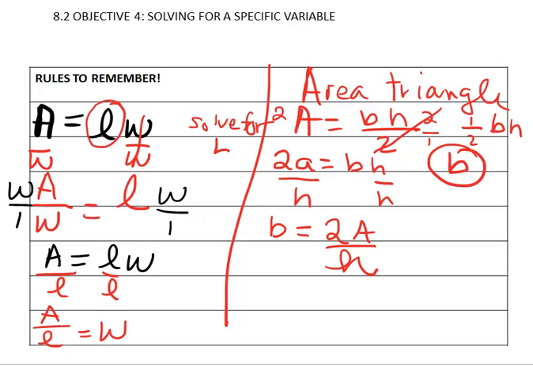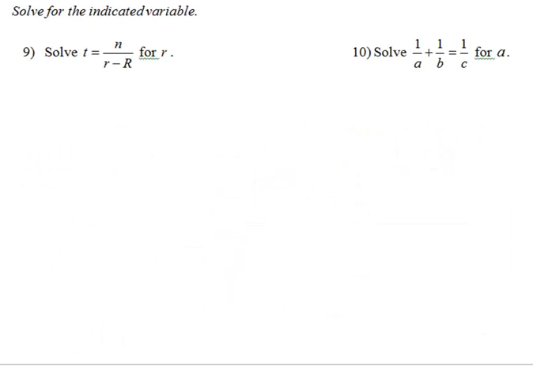So let's take a look at some examples. Here it says, always read the directions, solve for the indicated variable. So they're saying solve for r. And there's r right there. It's my job to get r by itself.